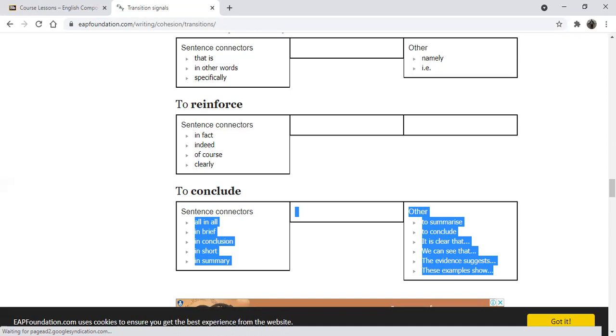The last type of signals today, signals that are used to conclude: all in all, in brief, in conclusion, in short, in summary, to summarize, to conclude. It's clear that, we can see that, the evidence suggests, these examples show. We can use such transition signals in the concluding paragraph.